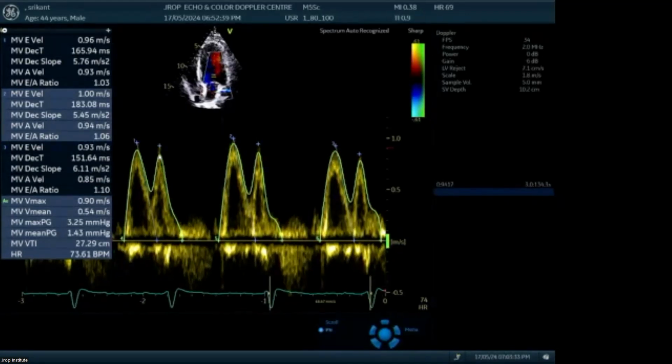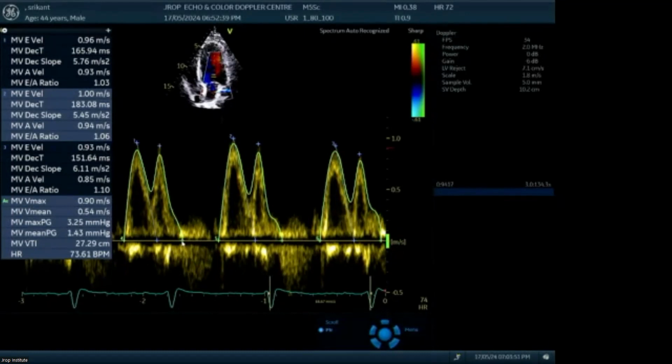And what is this point? What does this point mean? At the end of the E wave and A wave, is there any point with the baseline? This is the point of the baseline.